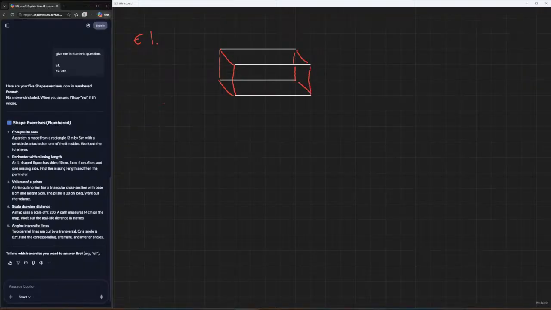Alright, so this is a rectangle. On one of the 5 meter sides, 12, this is 12 meter by 5 meter. And then there is a semicircle that's on one of the 5 meter sides.